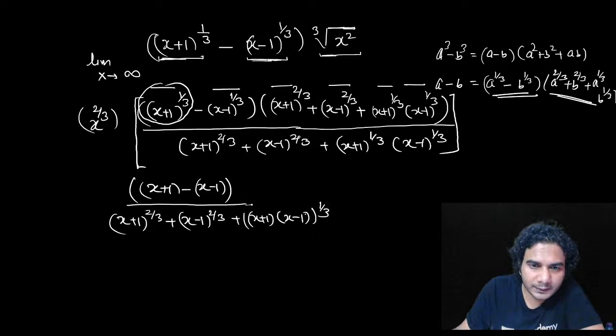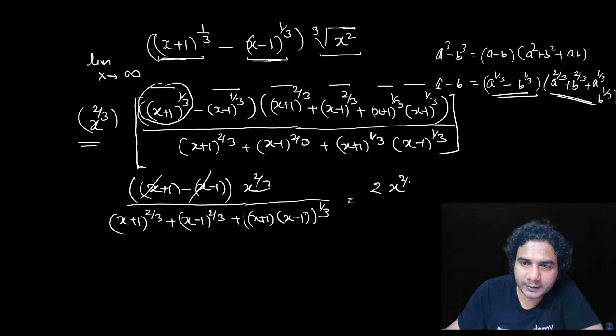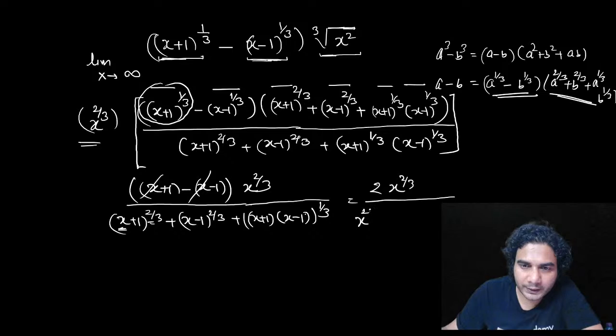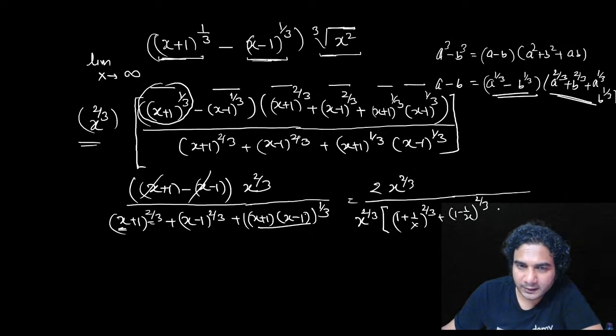Okay, like this. And this term is already there, x raised to 2/3. This x and x will get cancelled and you'll get 2x raised to 2/3, and take x common from denominator. So x raised to 2/3 will come outside, right? It will be (1 + 1/x)^(2/3) + (1 - 1/x)^(2/3). And from these two factors, this is x square minus 1 basically, right? So if you take x square outside, it will be x raised to 2/3. So it is going to be (1 - 1/x²)^(1/3), like this.